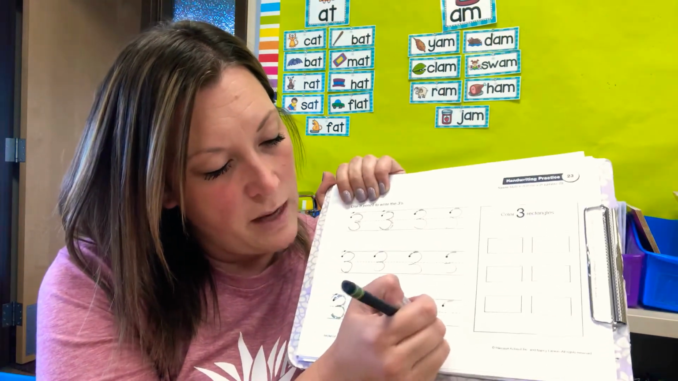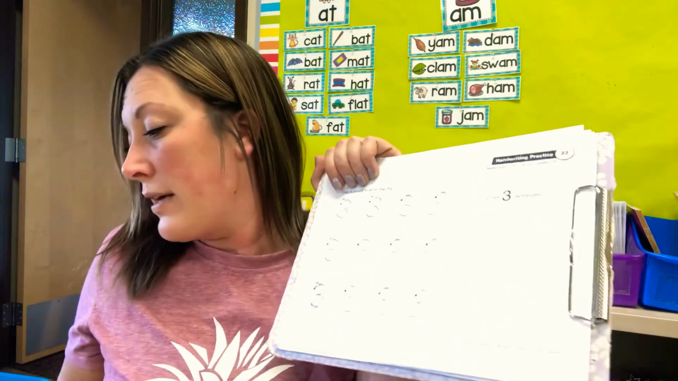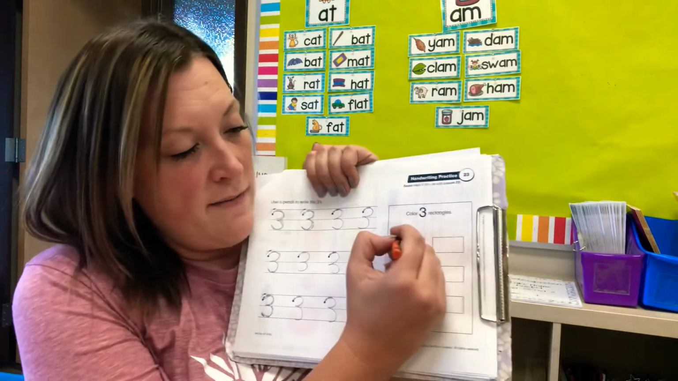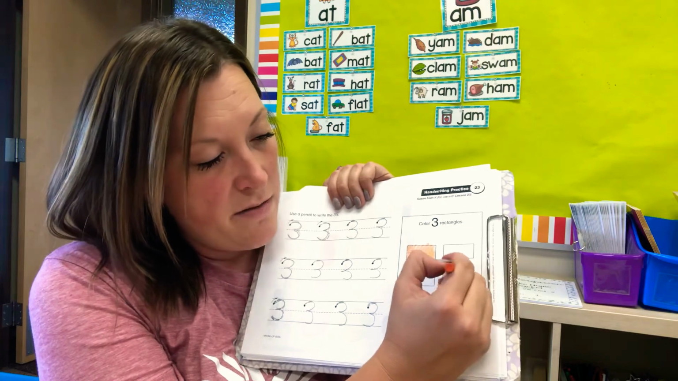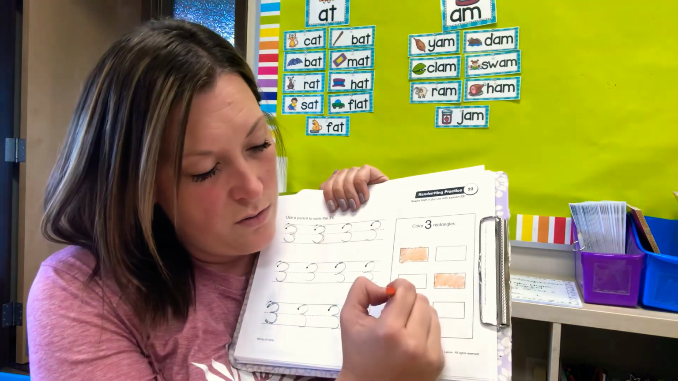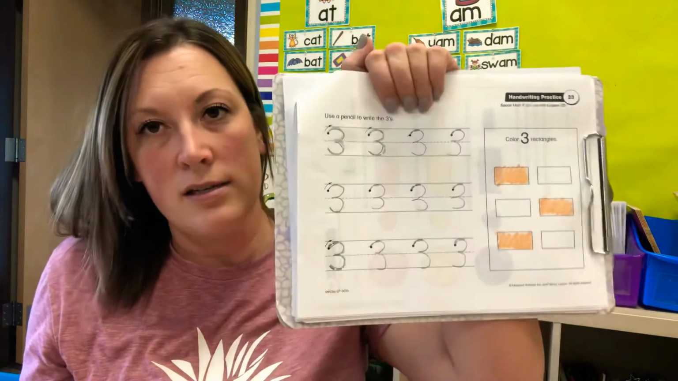Can you guess how many rectangles I'm going to tell you to color over here? We're practicing the number 3. It's going to be 3 rectangles. You don't have to pick the same as me. You just need to color 3. 1, 2, 3. 3 rectangles. That's all for today.